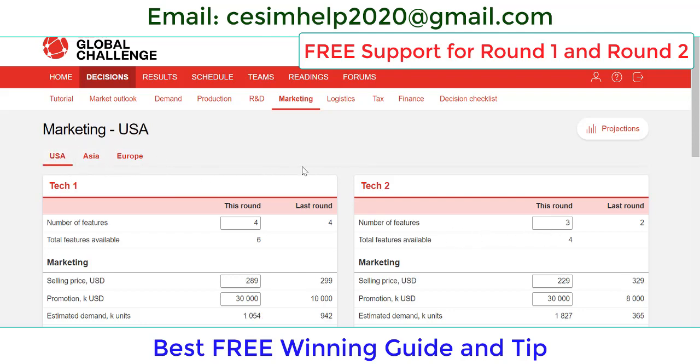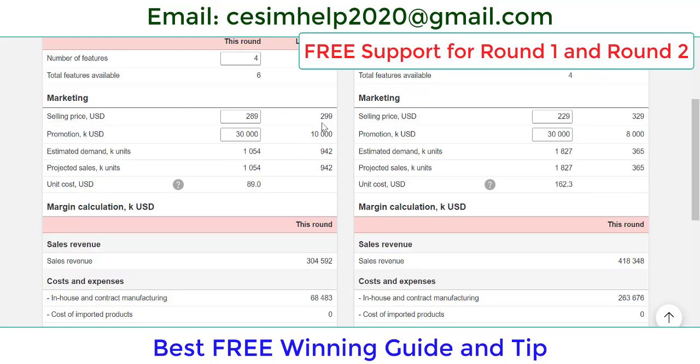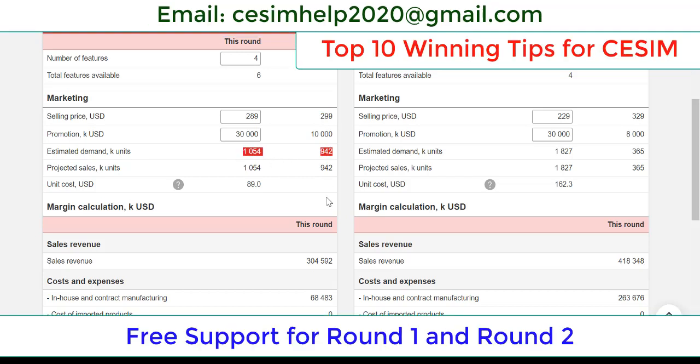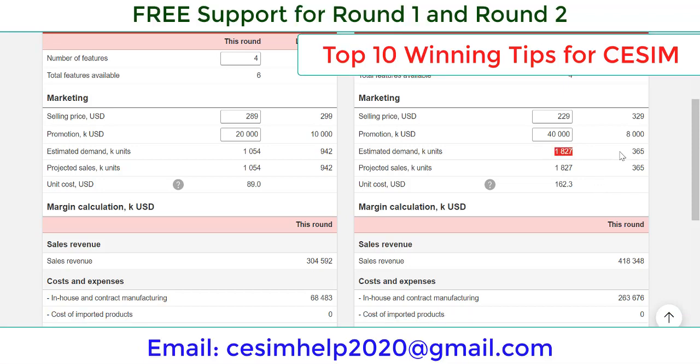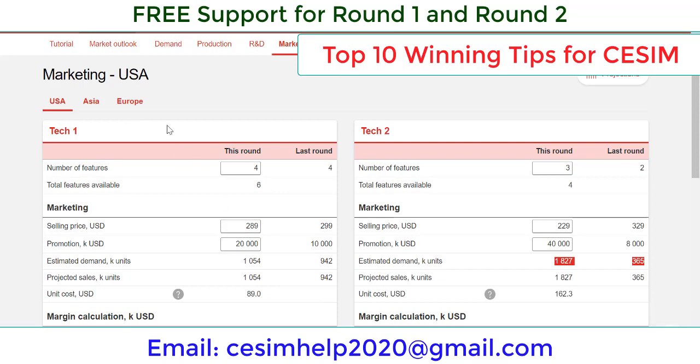And then we check the price now. The price now we reduce a little bit, right? From 299 to 289, and also we increase demand. This is okay, but we use very strong promotion here. And for marketing we reduce the price a lot. So I balance it a little bit, and 40 here, and we reduce the price by 100, and also we try to increase the sales demand a lot for the USA.